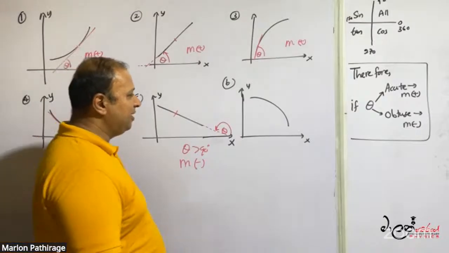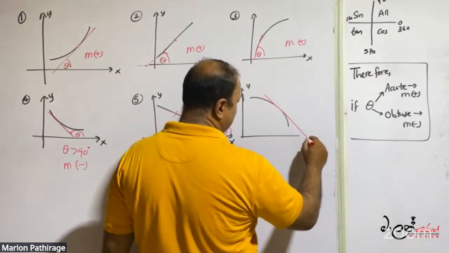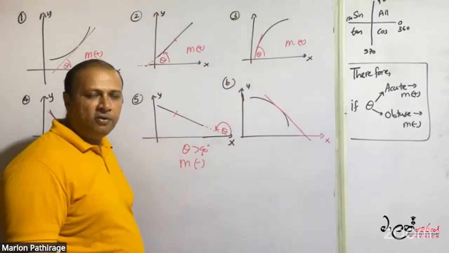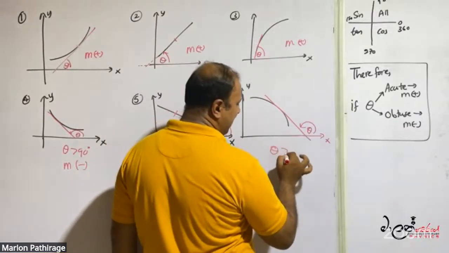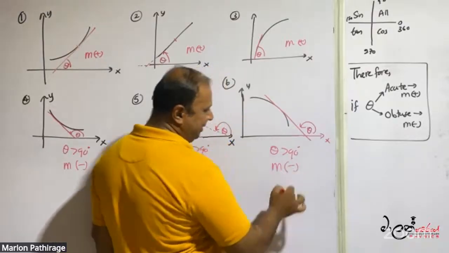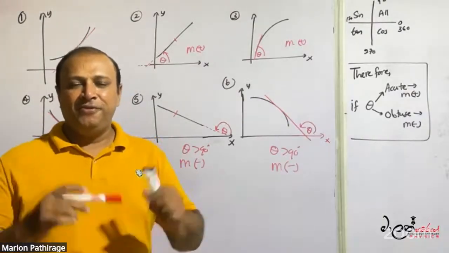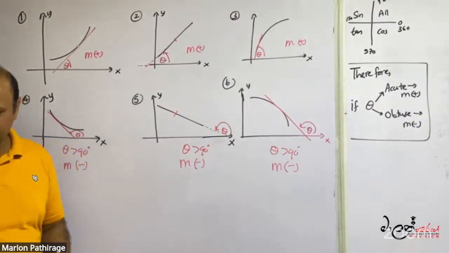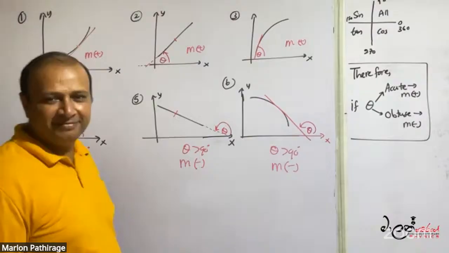Now look at this one. Again, draw tangent. Even if you don't draw tangent, it is very clear. This theta is higher than 90. Therefore, the gradient should be negative. If you got all these answers, please raise the hand. Very good.